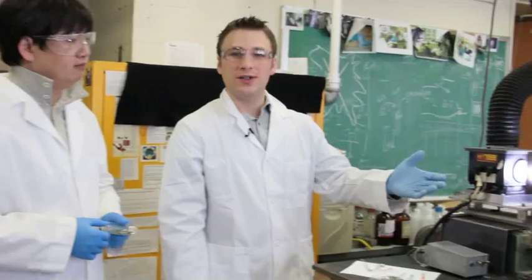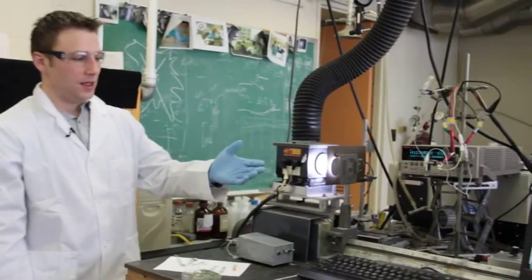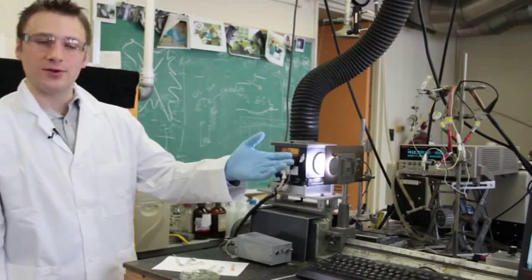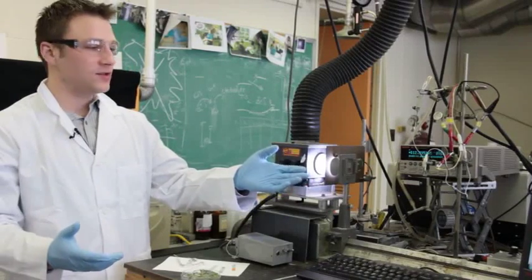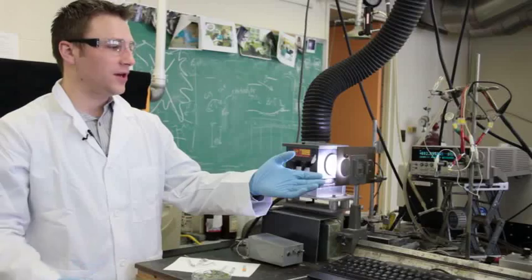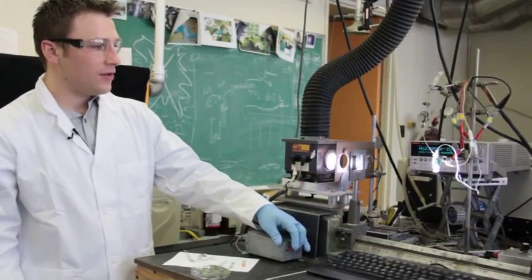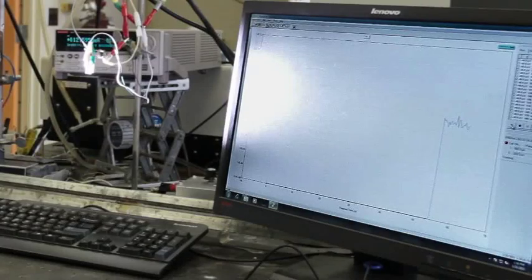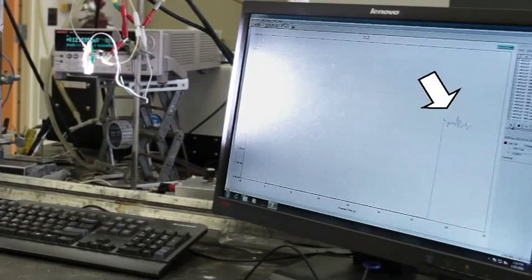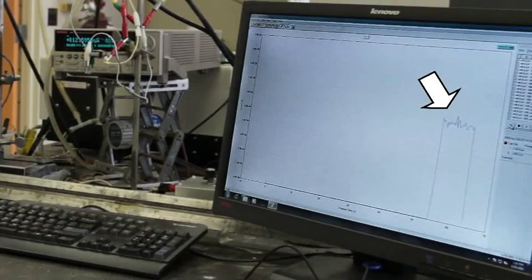This is the setup we use to characterize such devices. It is a xenon lamp which passes through a global AM 1.5 filter which simulates the solar light at the surface of the Earth. When we allow that light to interact with one of our photovoltaic devices, we see a clear photocurrent response with time. If we turn it off, the photocurrent response goes away.